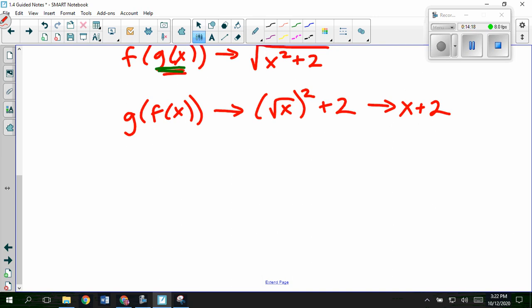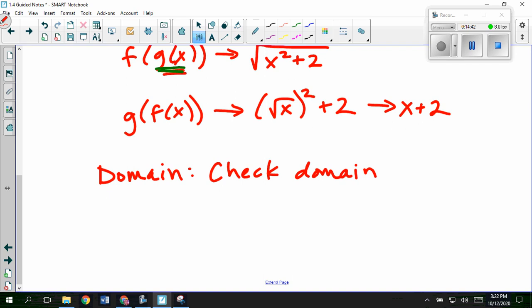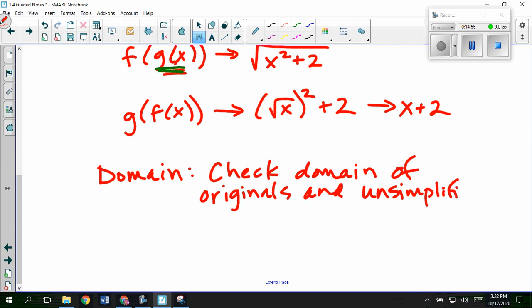So we are once again going to ask you about the domain. Just like above, when we talk about domain, we want to consider our original functions as well as the new functions. The difference here is that we want to look at the domain before we simplify. So we're going to check the domain of the originals and of the new one before we simplify. I'm going to put the unsimplified version.